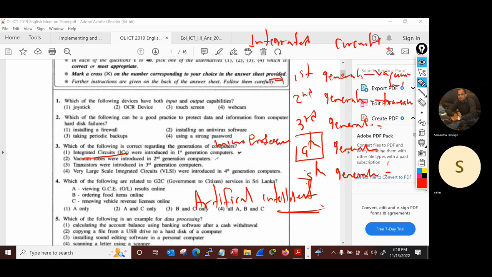So they are asking: integrated circuits were introduced in the first generation computer, true or false? False. Vacuum tubes were introduced in second generation computers, true or false? False. Transistors were introduced in third generation computers, true or false? False. Very large scale ICs introduced fourth generation computers. Yes, this is the correct one. So you should know these generations. They will test like this. Okay?